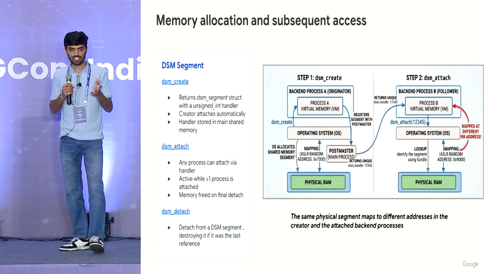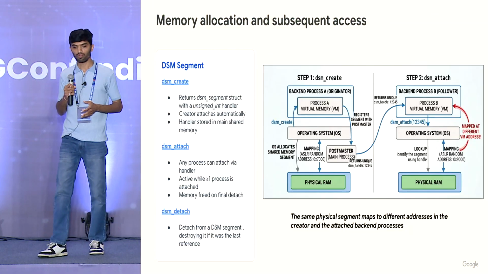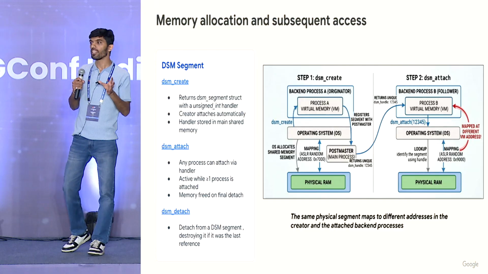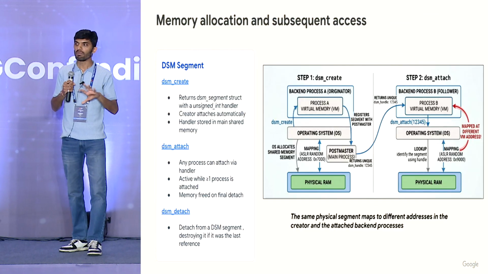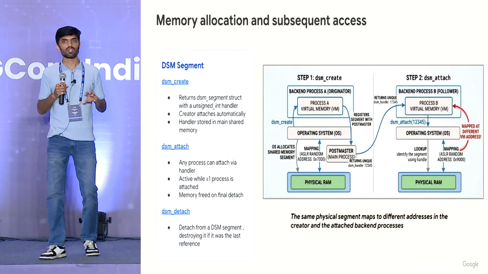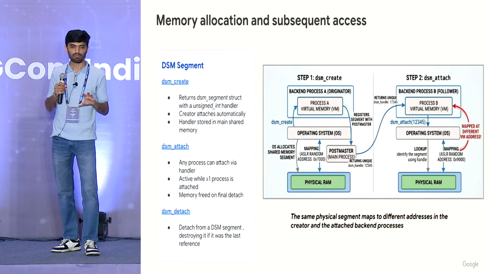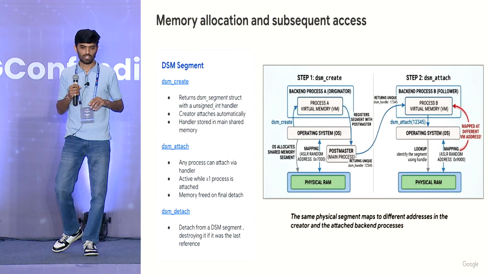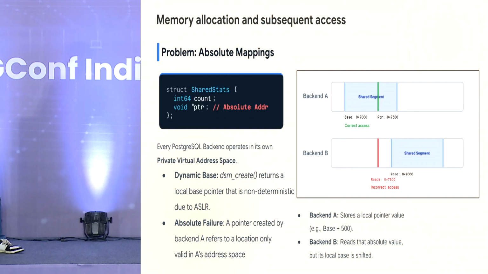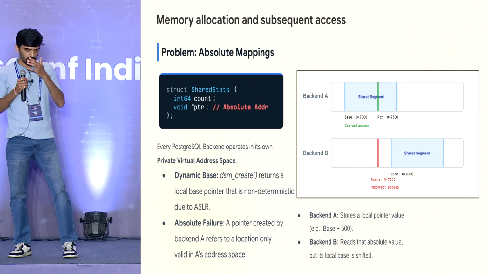So we have discussed that it got attached, but now there are two main problems. First, if each backend creates their own DSM segments, they can be very much fragmented in the memory space. So it would be really difficult to figure out and manage all the segments in a very heavy traffic load application. And secondly, the main problem is the problem of absolute mappings.